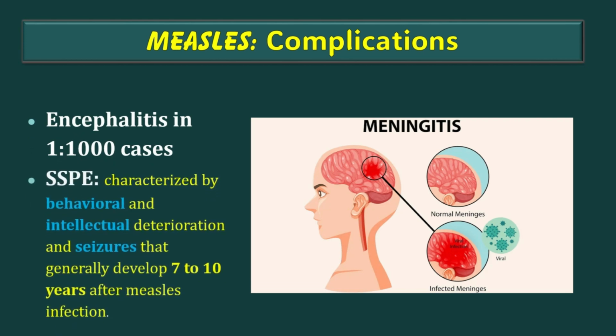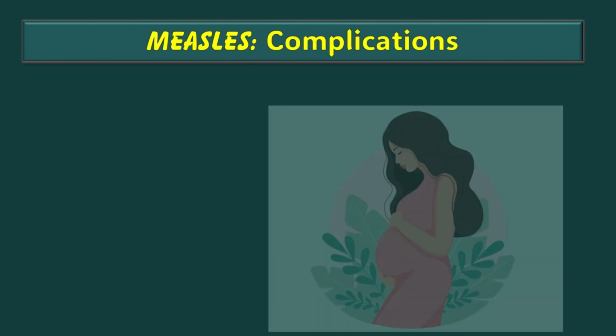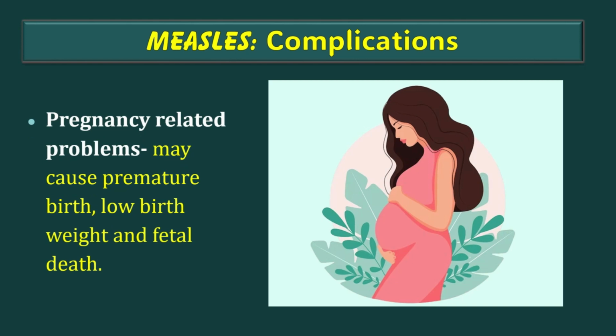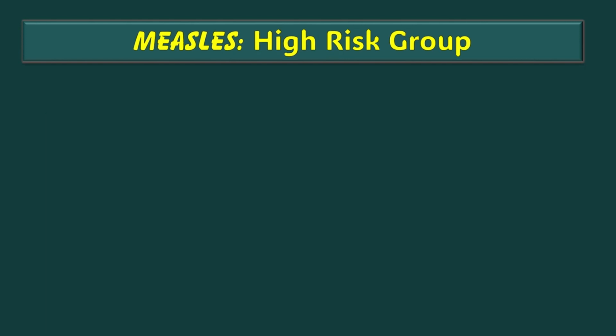Involvement of the central nervous system may lead to meningitis or encephalitis. Encephalitis appears in 1 in 1000 cases. There is another complication which appears 7 to 10 years after infection of measles, called SSPE, subacute sclerosing panencephalitis. It is characterized by behavioral and intellectual deterioration and seizures. It is a severe complication. Complications in pregnant women may be premature birth, low birth weight, and even fetal death.